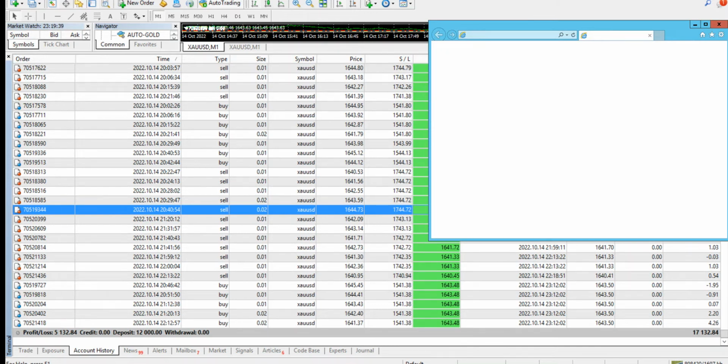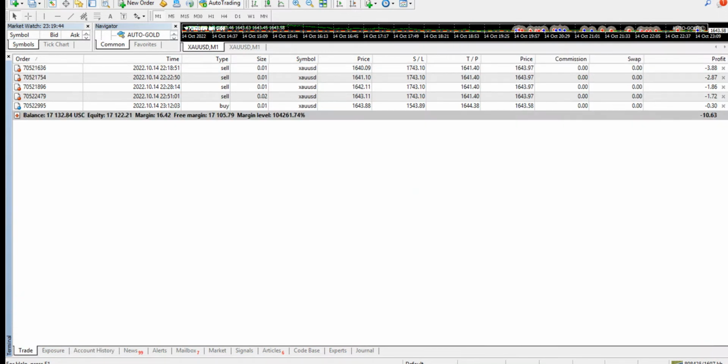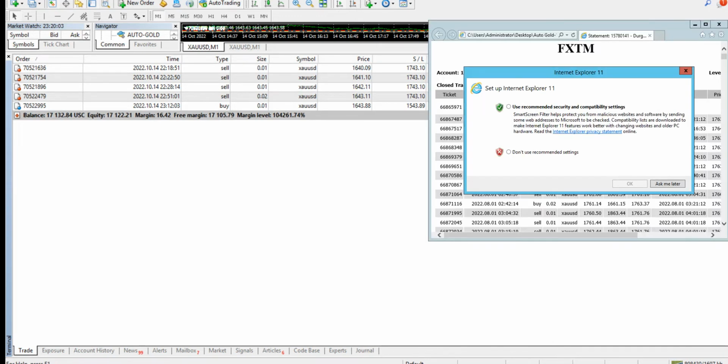In the meantime, let's see what the running trades are right now. These are the running trades. As you can see, there is one buy and a couple of sells. So it uses buy and sell both as and when needed. It is not a very complicated hedging strategy, but during a shorter time frame it uses both of them as and when needed. Okay, so now let's go to this one.